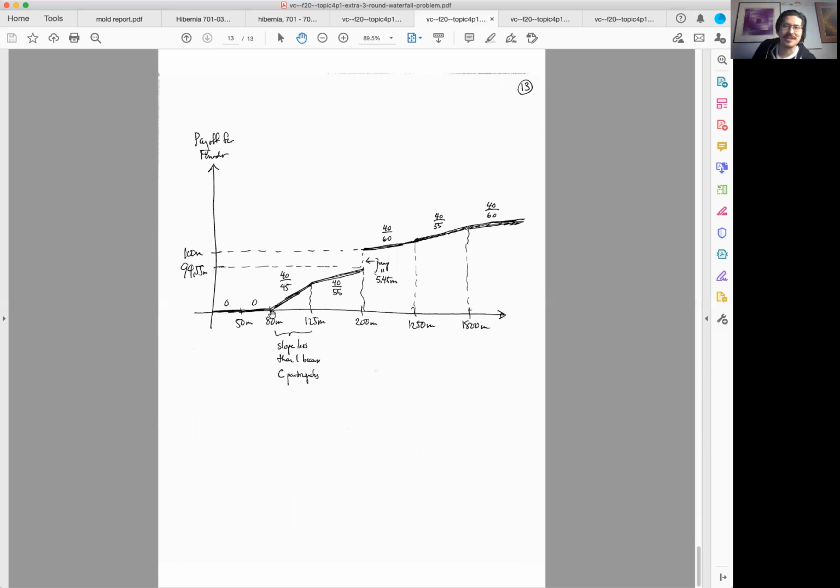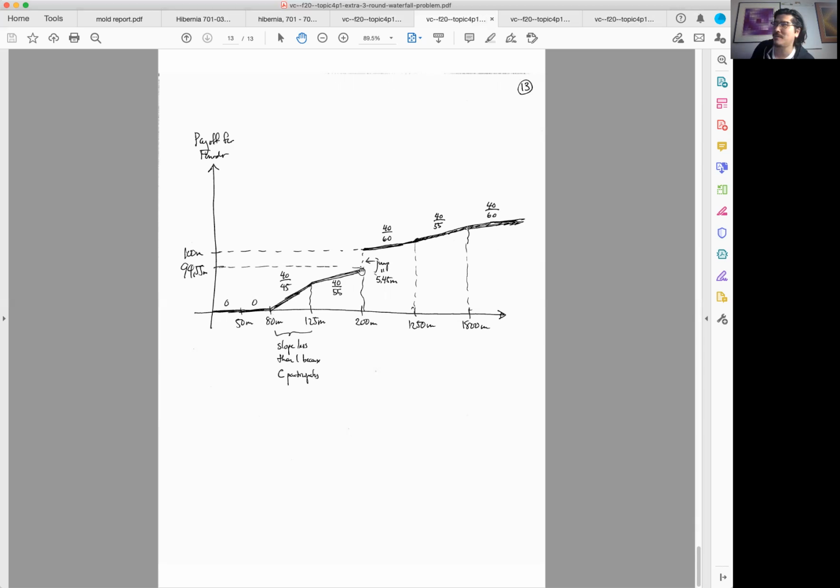Founders get nothing until 80, because there's 80 million total in liquidation preference. But the moment 80 is reached, they have 40 million shares that are worth something. But they don't get 100% because there's still the 5 million participation for Series C. So they get 40 over 45. And then at 125, their slope goes down because now A gets their 10 million shares. So it goes down to 40 over 55.